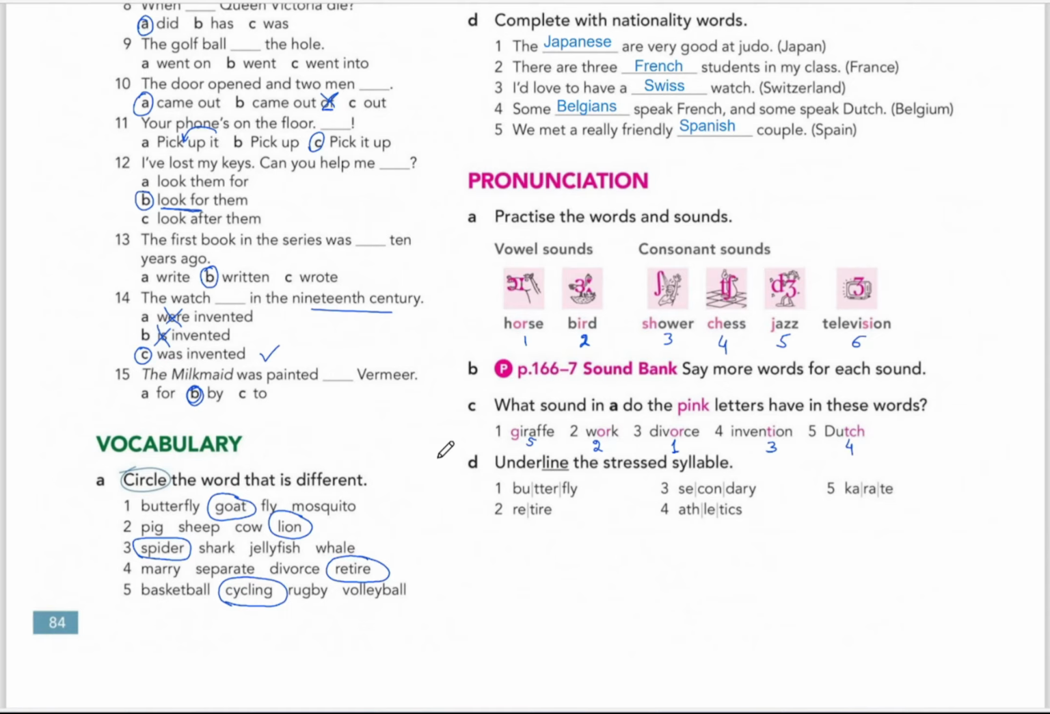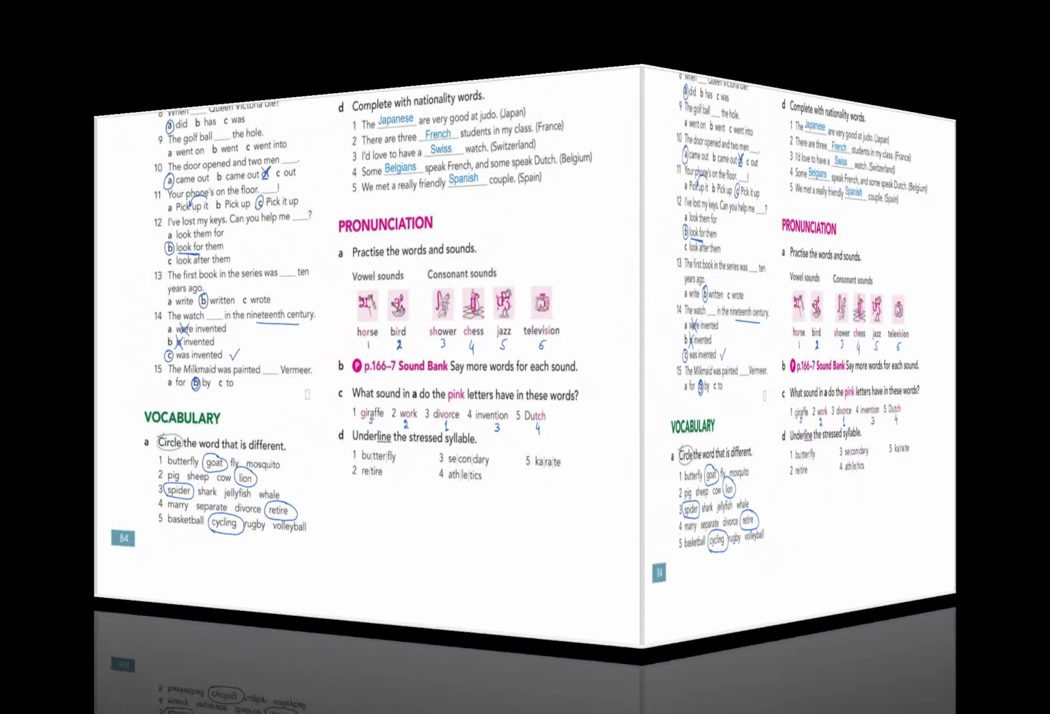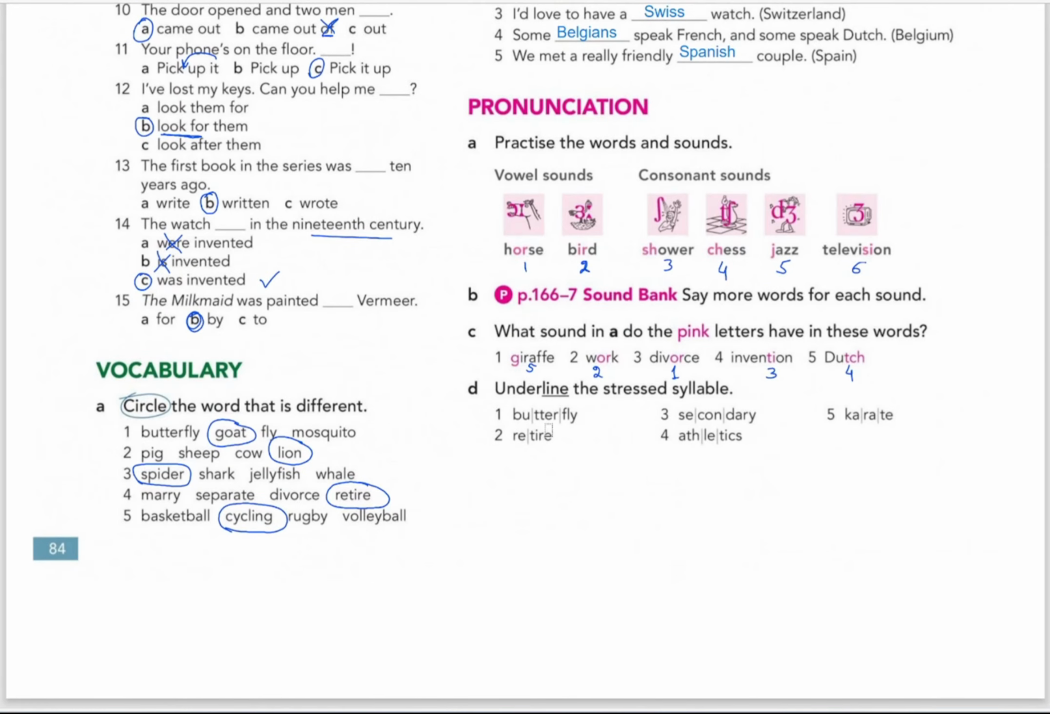Okay. So one last thing left for us, and that is exercise D, asking us to underline the stressed syllable. So we have here butterfly, for example. Butterfly, 3 syllables. Retire, 2 syllables. Secondary, 3 syllables. Athletics, 3 syllables. Karate, 3 syllables. Among these syllables, one of them should be pronounced higher, louder, because of stress. That's what we call stress, guys. So here, butterfly, it will be the first syllable taking the stress.